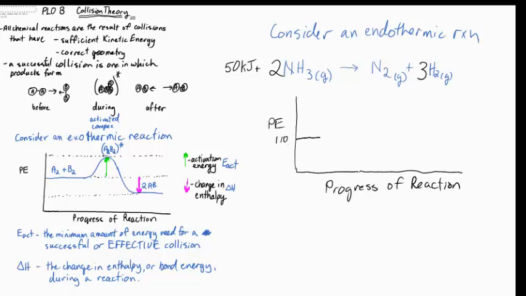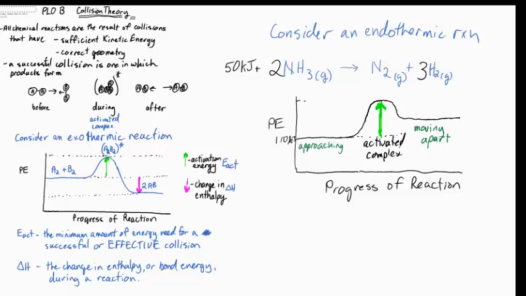Well, we can make a potential energy diagram in which the approaching ammonia molecules, imagine two coming together, begin to collide and store potential energy. They form an activated complex, high energy, short-lived, and then they fall apart. But the products of this reaction actually contain more energy than the reactants did. Some energy has gone into the system.